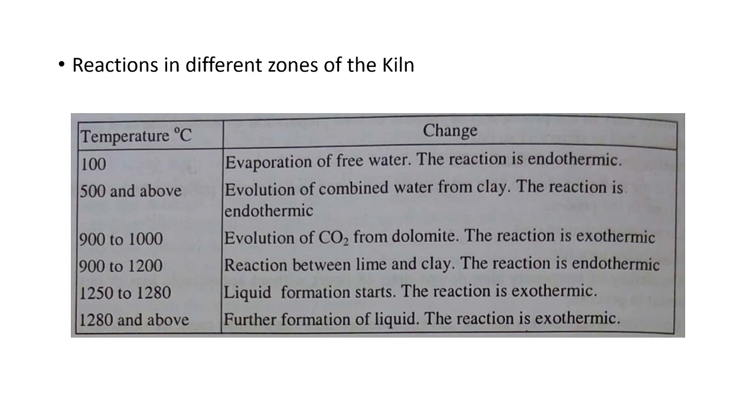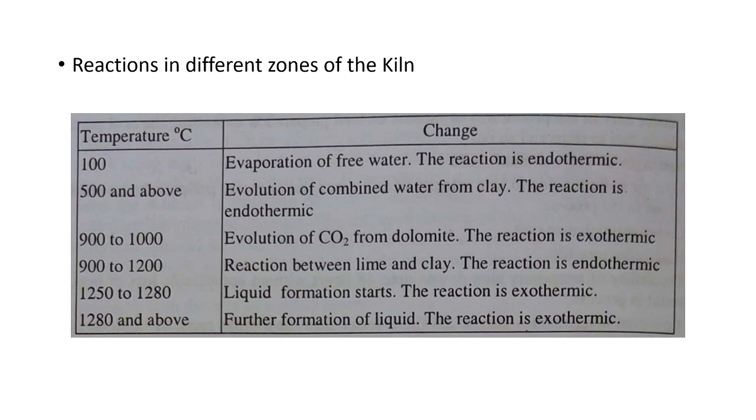At more than this temperature, reaction between lime and clay takes place, and slowly this liquid first melts, and then further these combine at about 1400 degrees Celsius to form the clinker. All these processes are endothermic except one, that is the calcination of dolomite or lime, where carbon dioxide is released. So this is the actual main process where cement is formed.